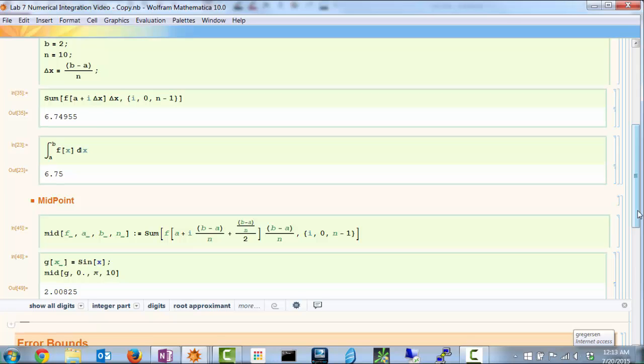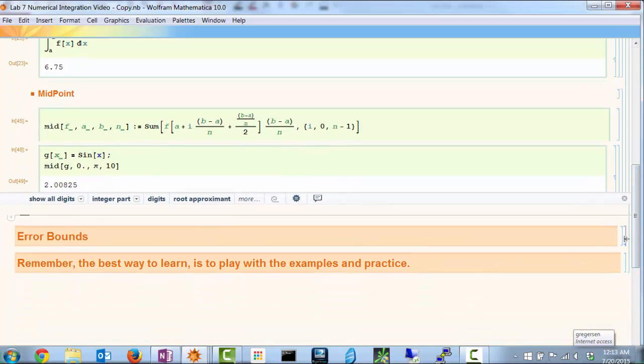So now I programmed left, I programmed mid. Now I'm going to talk about the error in my approximations. Because right now, if I look at this, here's my approximation, but I don't know if that's any good. I don't know if the real answer is 2 or if it's 4. I don't know how close I am to the real answer.